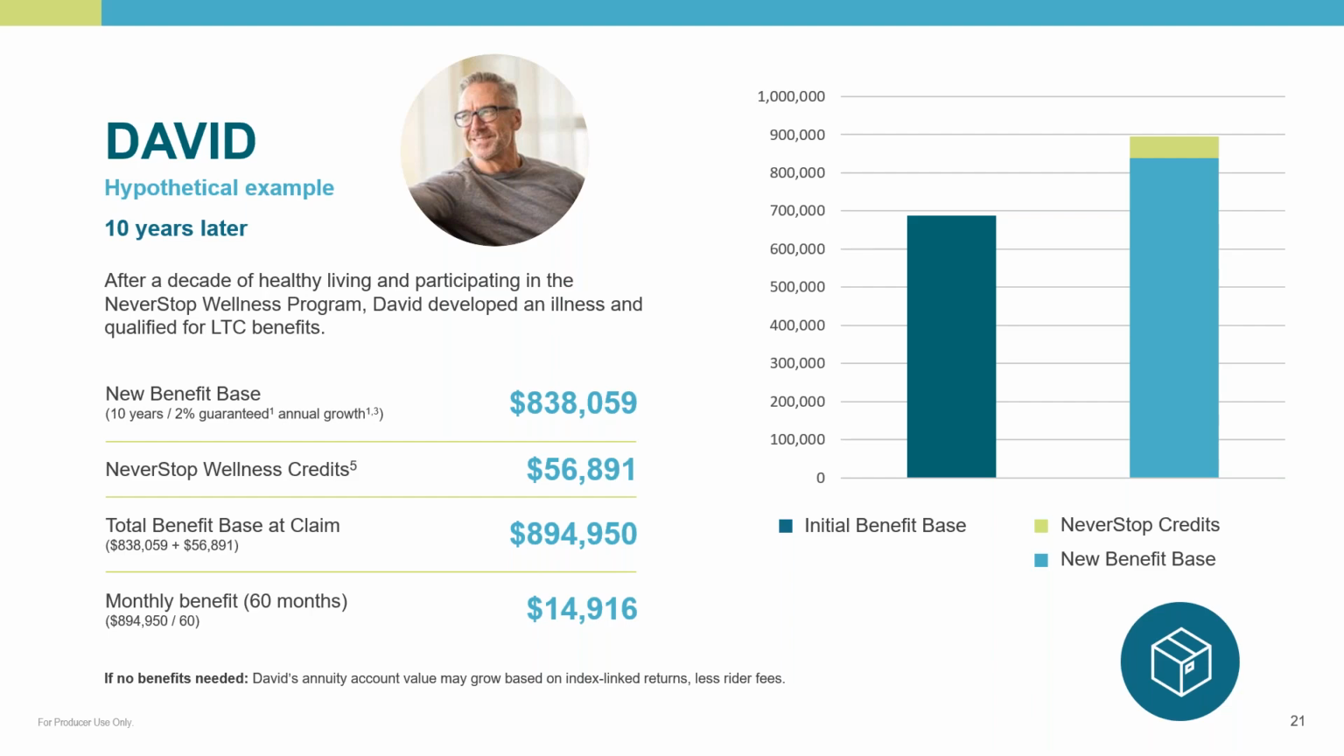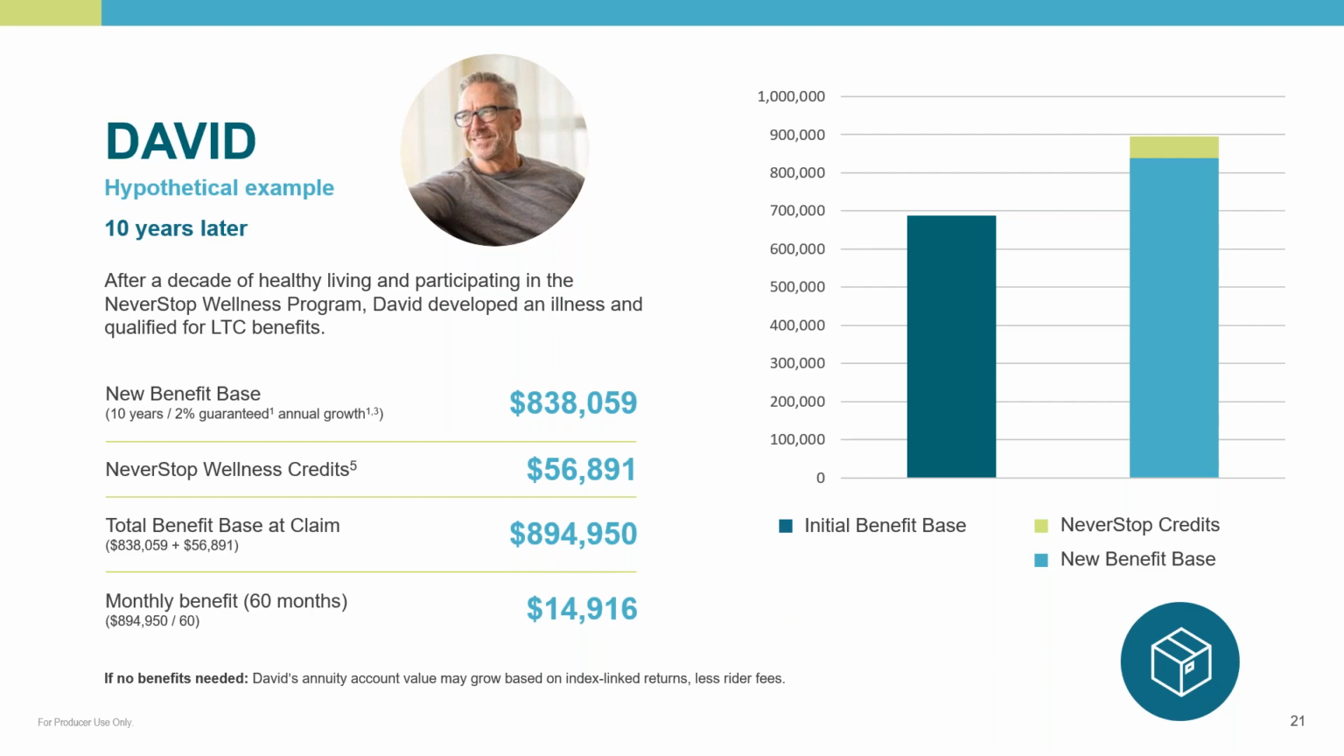He's received Never Stop Wellness credits over the last 10 years, totaling $56,891. So his total benefit base at time of claim would be the 838 plus the 56, so we're at 894,950. We simply take that number, divide it by 60, and that basically produces a monthly LTC benefit base amount of $14,916, which is going to be paid out again over the next 60 months.